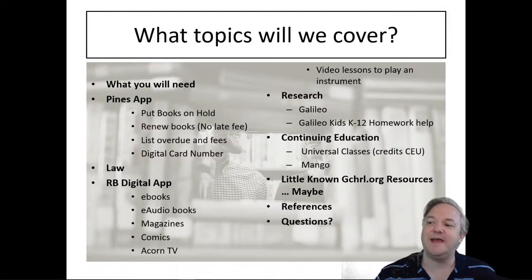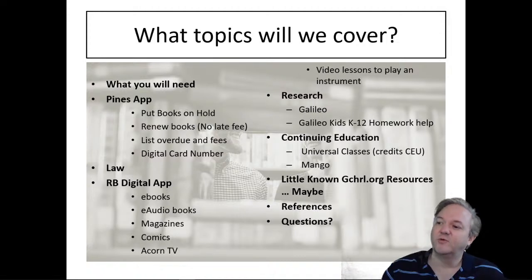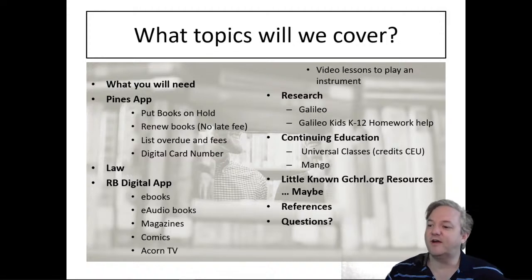Okay, so we'll talk about what we need. We'll talk about the Pines app, which is fantastic. We'll talk about how to put books on hold, renew books so that there's no late fees, list overdue items and fees that are due, and then we'll also be able to pull up our digital card number. Okay. We'll also talk about law resources like wills, and the RB Digital app. We'll talk about what's available on there. And we'll also be talking about eBooks, audiobooks, e-magazines, e-comics, Acorn TV, what is Acorn TV, and video lessons to learn how to play an instrument.